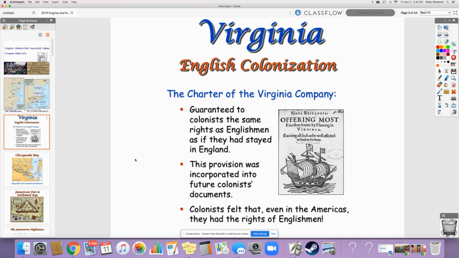One of the ways that they tried to entice people to go and colonize in the Americas was to offer them the same rights as Englishmen back in England. And so they want to make sure that the people know going over they're going to be treated as equals.